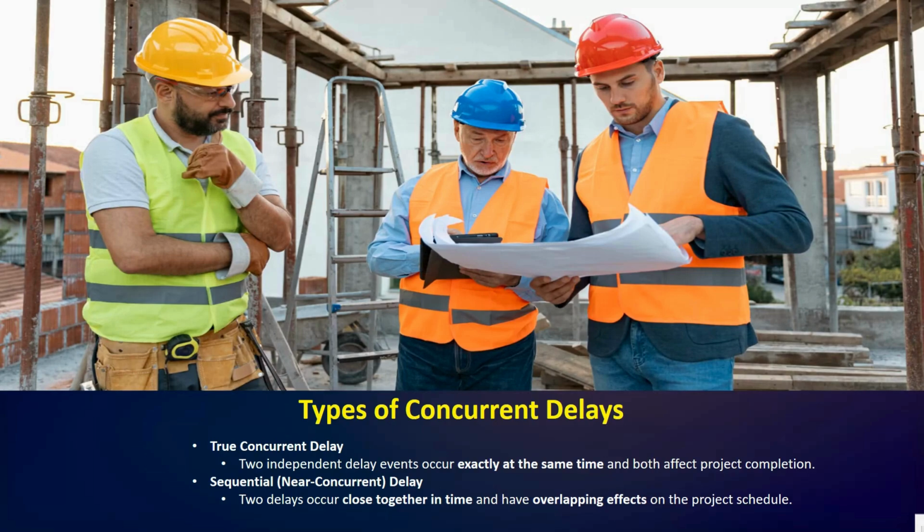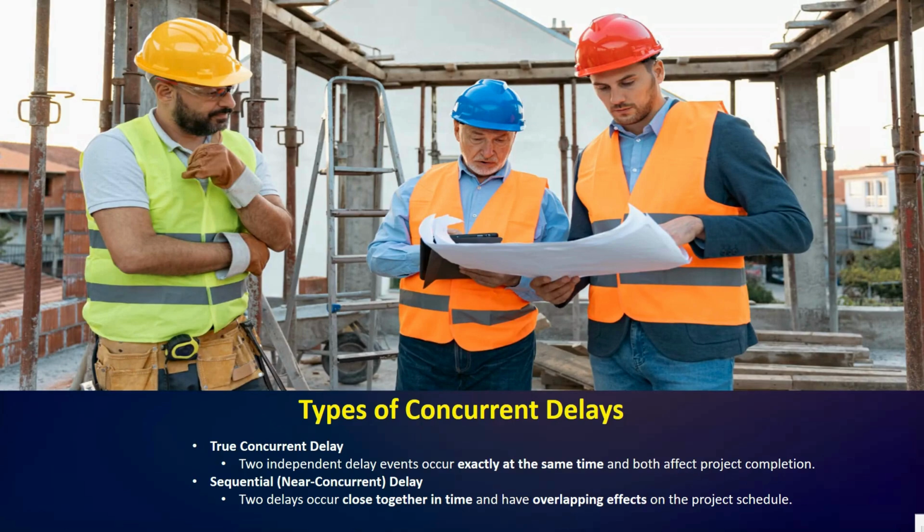Next we have types of concurrent delays. Here you can see we have true concurrent delay, then sequential delay. True concurrent delay means two completely independent delay events happen at the exact same time and both directly impact the project completion. For example, the employer delays drawings approval while the contractor's equipment breaks down during the same period.